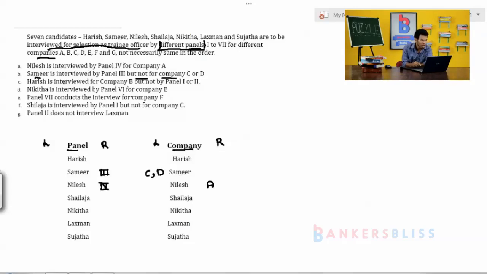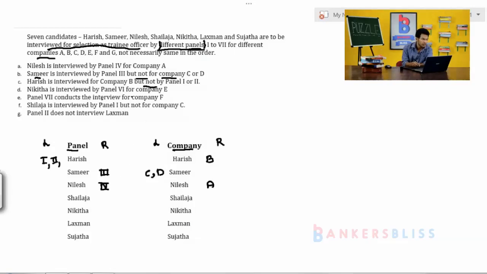Next one, Harish is interviewed for company B. Where is Harish here? Company is here. It is nothing but Harish is interviewed for company B. What next? And next one, but not by panel 1st or 2nd. Once again I am repeating, when we have the word not, it is considered as negative information. It means Harish is not interviewed by panel 1st or 2nd. Panel is the heading. Harish is here. It means he is not interviewed for panel 1st and 2nd.